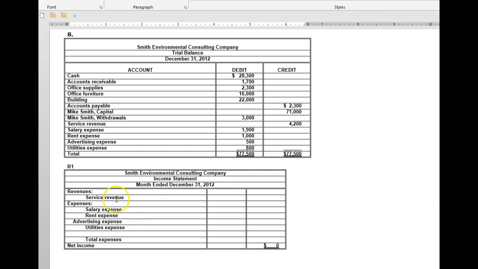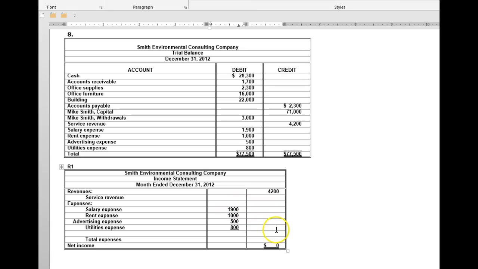Services. So what do we got here? I've got service revenue, I've got a salaries expense, so it pretty well tells me what we have to pull off. Service revenue is $4,200, easy enough. Then just pull down all your salaries expense, which is $1,500. Oops. And utilities is going to be $800.